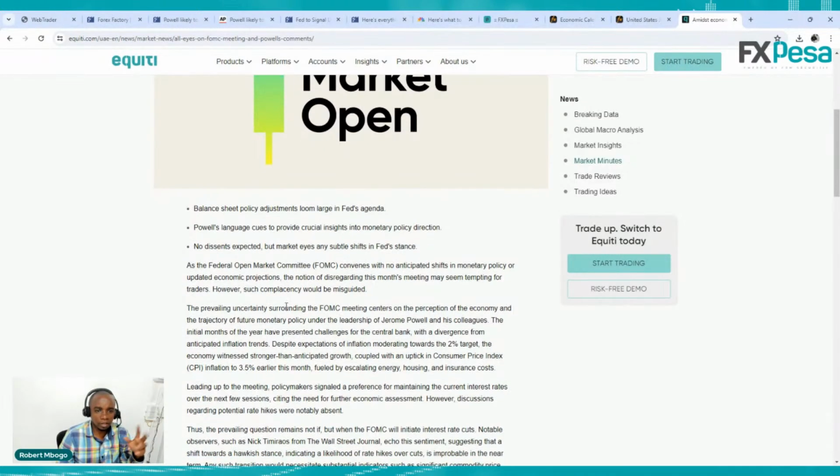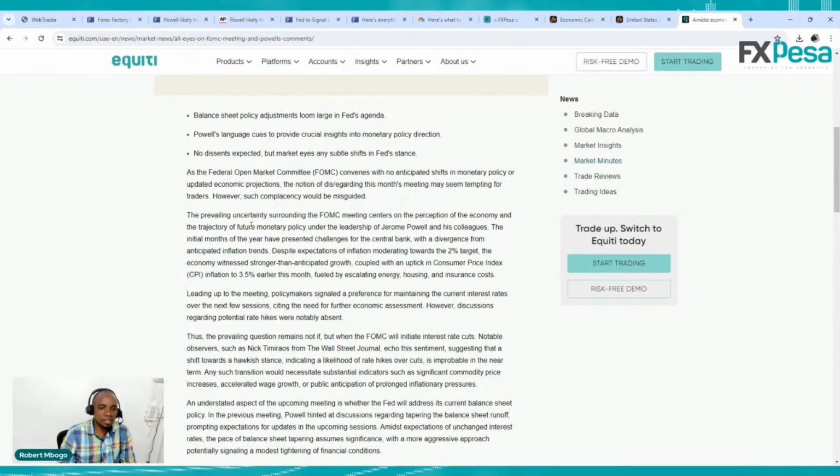As the FOMC convenes with no anticipated shifts in monetary policy or updated economic projections, the notion of disregarding this month's meeting may seem tempting for traders. However, such complacency will be misguided. So there's uncertainty surrounding the FOMC meeting, right? Because of basically more on inflation. Despite expectations of inflation moderating towards the 2% target, the economy witnessed stronger than anticipated growth. So the inflation was high to 3.5% earlier this month, fueled by escalating energy, housing, and insurance costs. So really, there's a whole lot of uncertainty today.